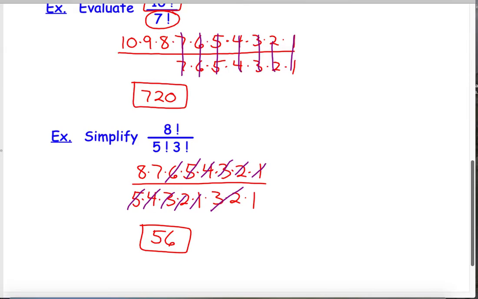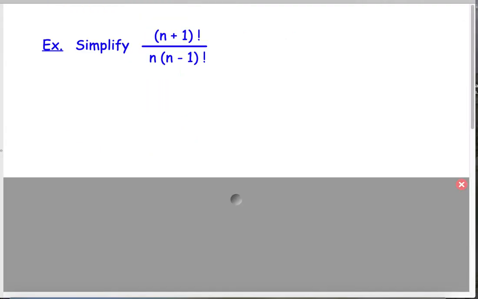So pretty easy, pretty straightforward once you get the hang of it. So what if we get a little more theoretical? Instead of using specific numbers, let's simplify n plus 1 quantity factorial divided by n times the quantity n minus 1 factorial.